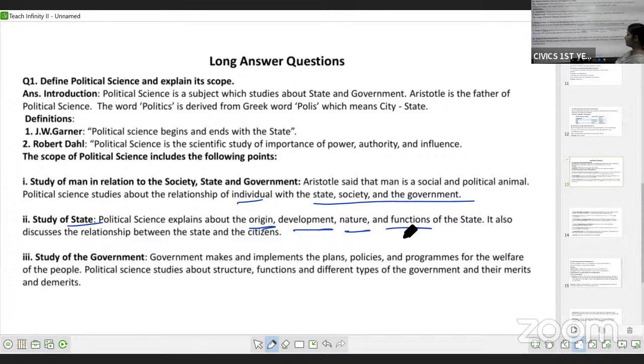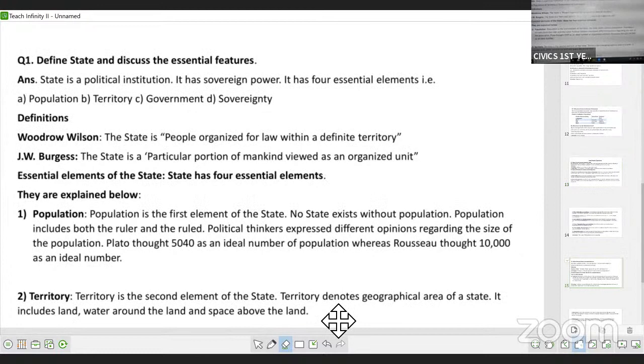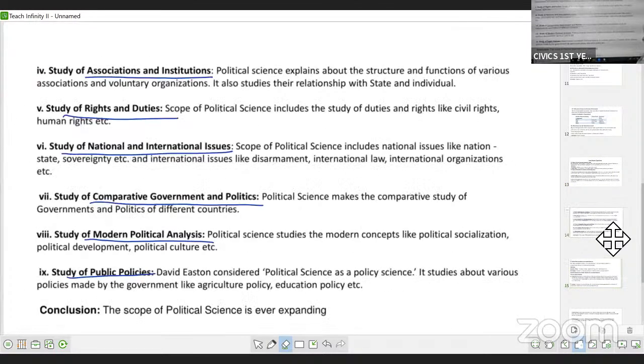Study of government: how the government makes the plans, policies and programs for the welfare of the people, and how it implements them. What is the structure and function of the government? Structure means we have 3 organs and how those 3 organs function. If you are explaining the side headings like this, that is enough. Then after explaining all the points, you should conclude your answer with a conclusion.